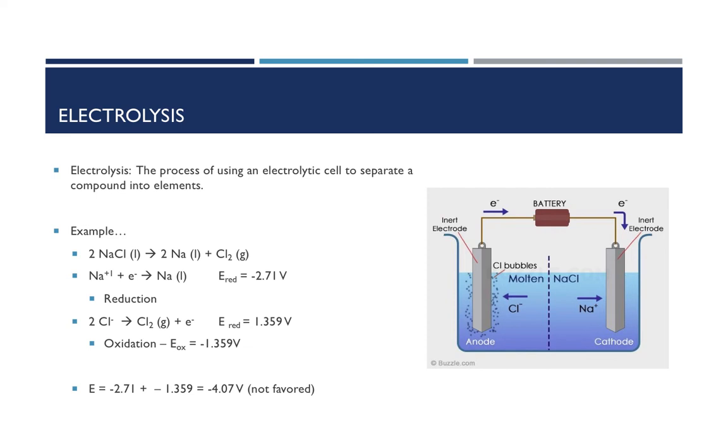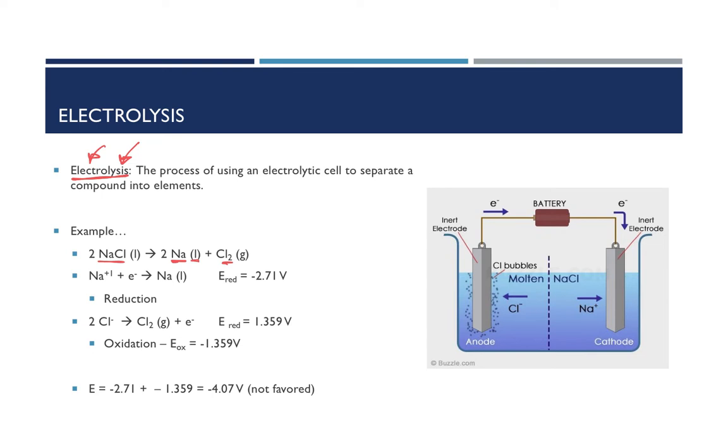All right, so let me show you an example of using an electrolytic cell to do electrolysis, to separate a chemical using electricity. In this case, the chemical that we're going to separate is sodium chloride, our molten NaCl, and we're going to separate that into sodium metal as a liquid and chlorine gas.